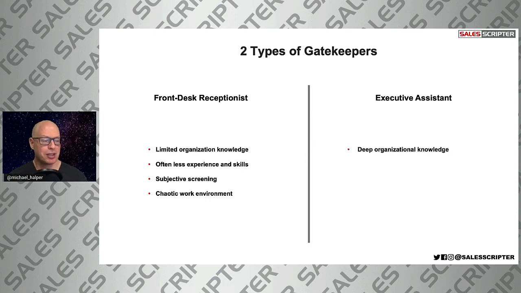Now, the executive assistant is very different. This person will often have deep organizational knowledge because they've maybe been with the company for a long time, worked their way up the ladder, maybe worked in that department for a long time. They know what's going on in the department. They may know about initiatives, challenges, pain points, problems. They know what different people in the organization do in terms of roles and responsibilities.